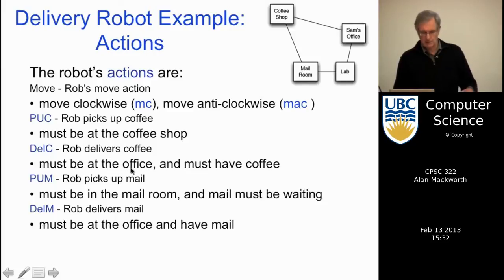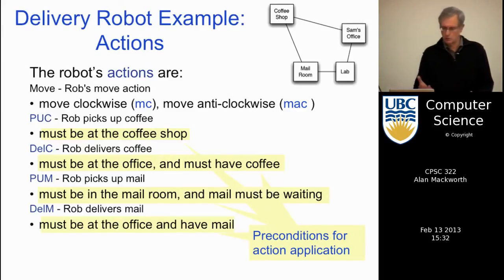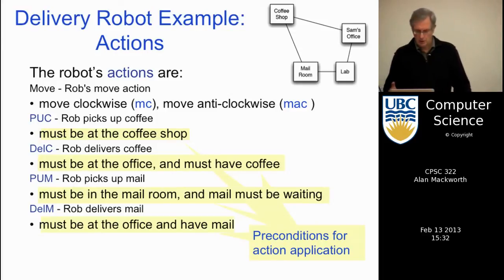In order to deliver coffee, Rob has to be delivering it to Sam, who's desperately trying to prove another theorem. So Rob has to be at the office and must have coffee to deliver. To pick up mail, you must be in the mailroom, and mail must be waiting. To deliver mail, you must be at the office for Sam and have mail to deliver to him. Okay? So those are the preconditions for these actions. And this is very typical in this kind of problem, that there are very discrete conditions that must be true in the world. In order to deliver mail, you must have it. You must be in the right place, and so on and so forth.